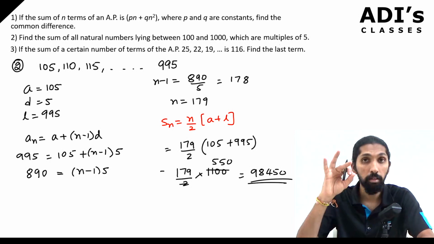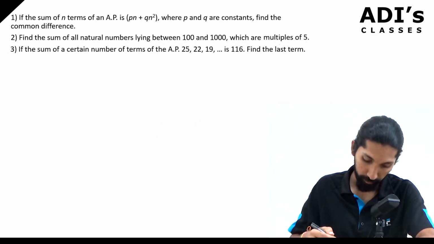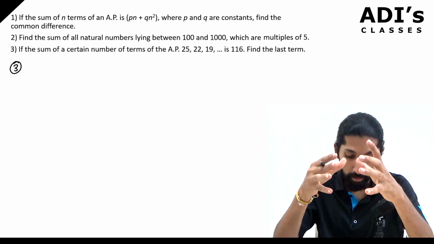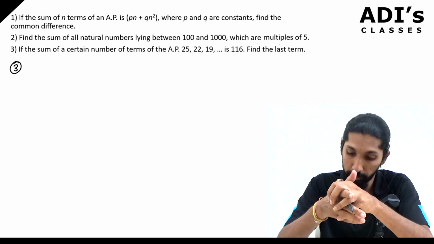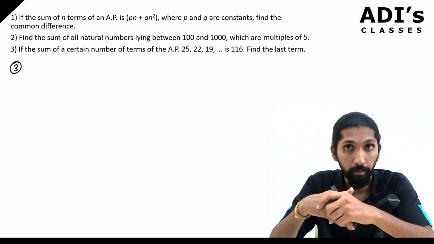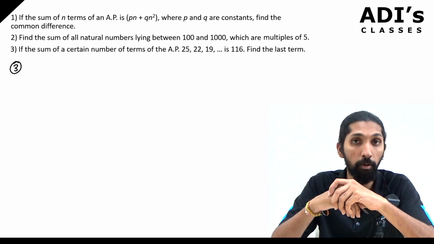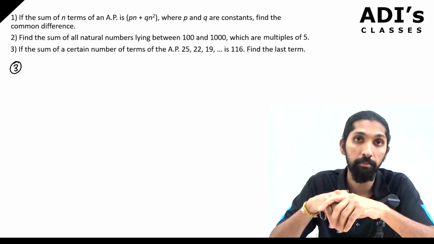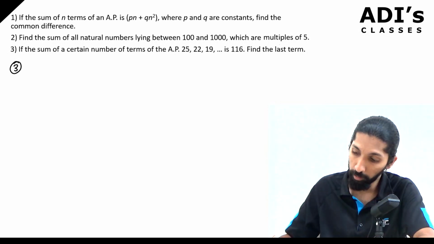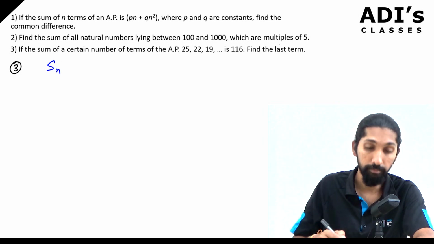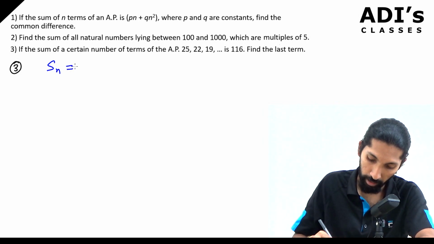Now let's do the third one. See the third question? Here, the sum of a certain number of terms of an AP is 116. Find the last term. Again, we are going to use the same formula, n by 2 into A plus L, because L represents the last term, isn't it? Now, the formula we are going to use, Sn is equal to n by 2 into A plus L.